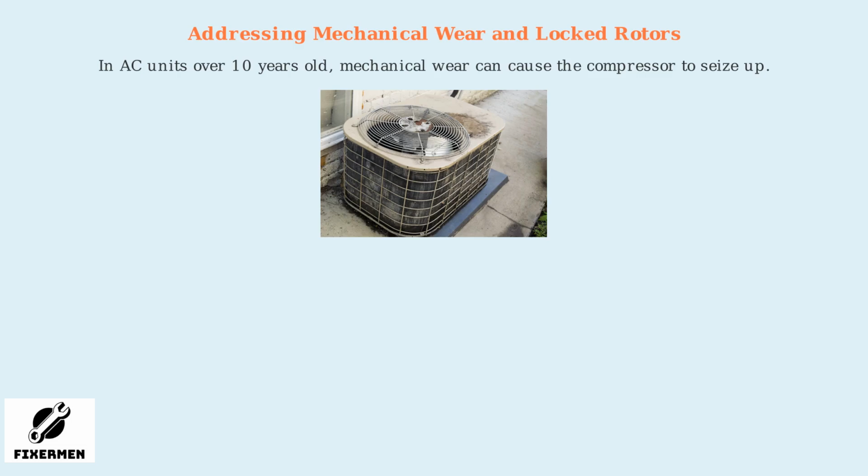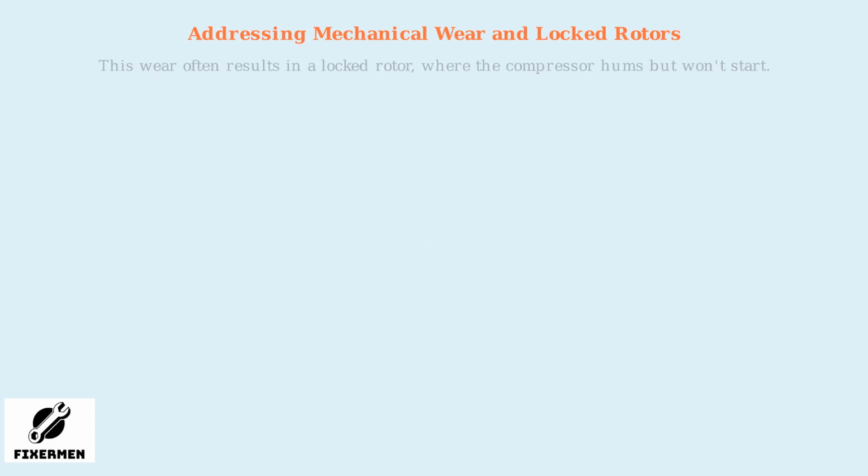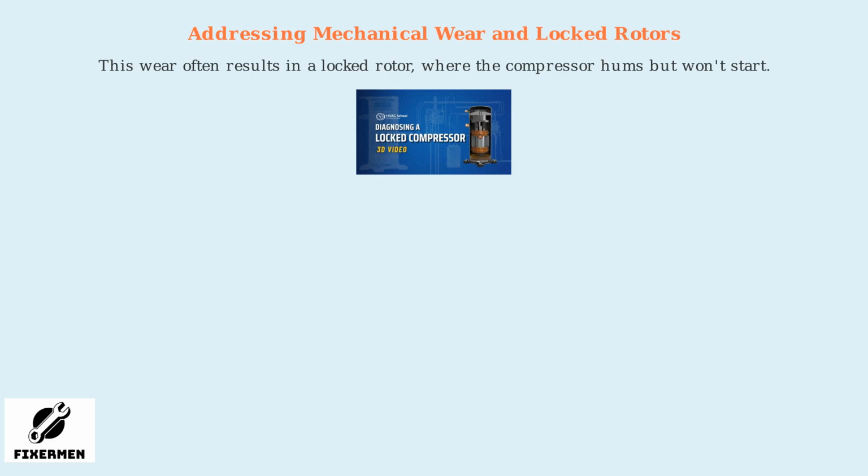In American Standard AC units that are over 10 years old, mechanical wear from constant operation can lead to significant issues. The compressor, being the heart of the system, experiences wear on its internal components, like bearings and rotors, over time. When mechanical wear progresses, it can cause the compressor's rotor to become locked or seized. This means the motor runs, but the internal mechanical parts won't turn. You'll hear a humming sound from the unit, but the compressor itself doesn't start circulating refrigerant.